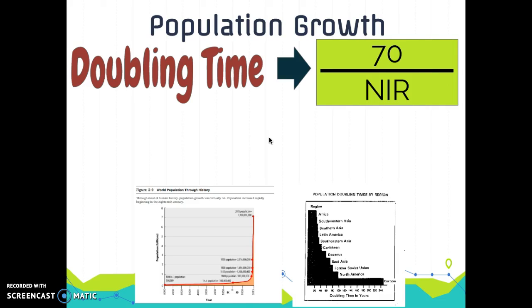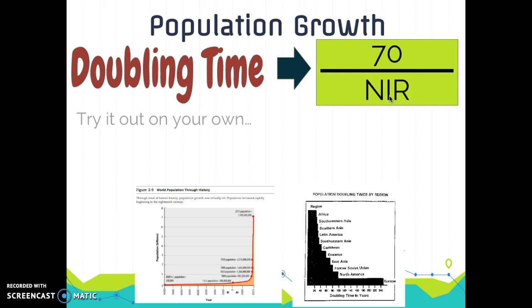Okay, the next measure that we're going to use is doubling time. This is the number of years needed to double a population. And this assumes a constant natural increase rate. It's part of the equation, right? And so a doubling time is found by dividing 70 by the natural increase rate.